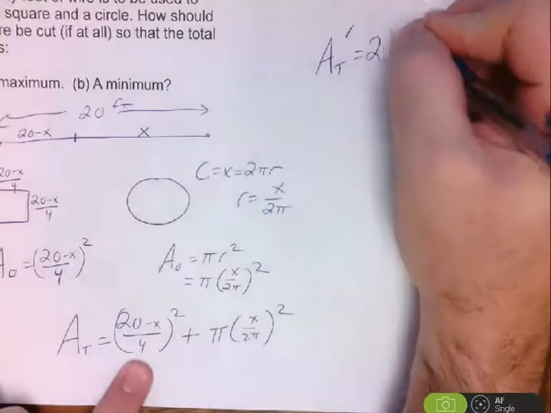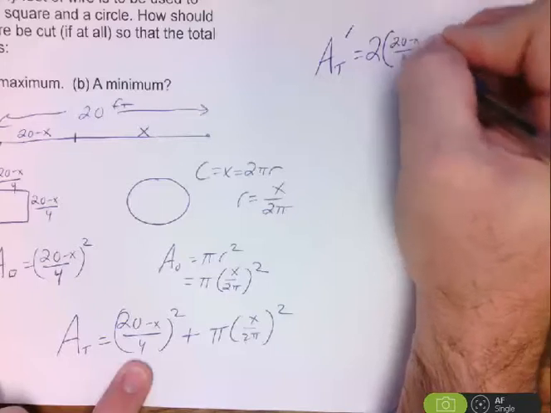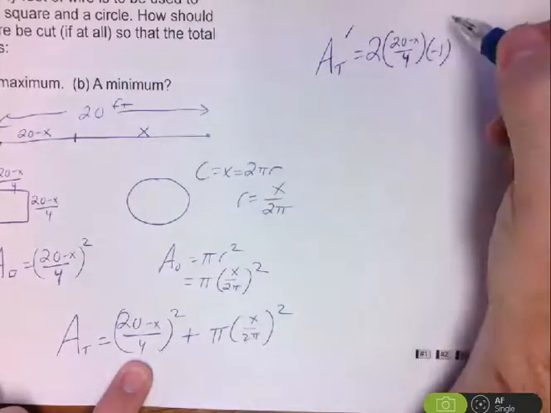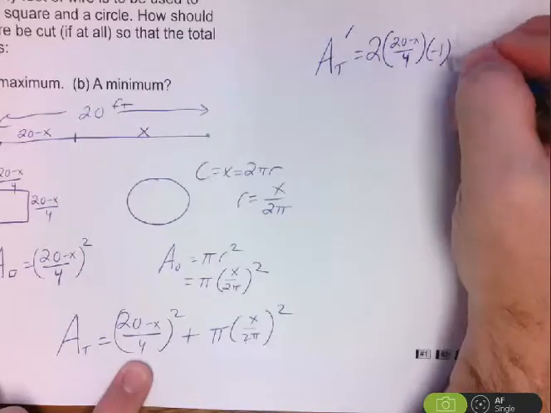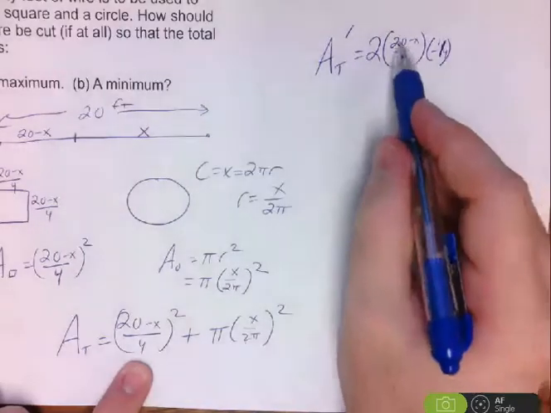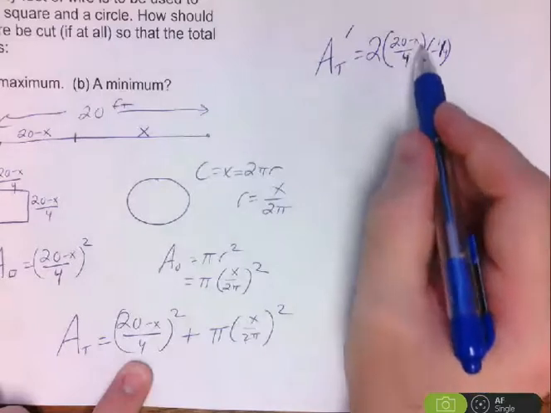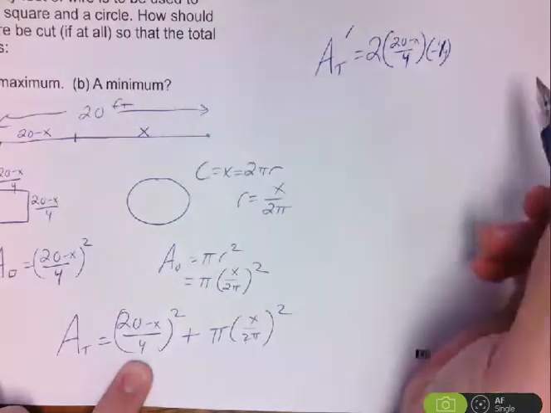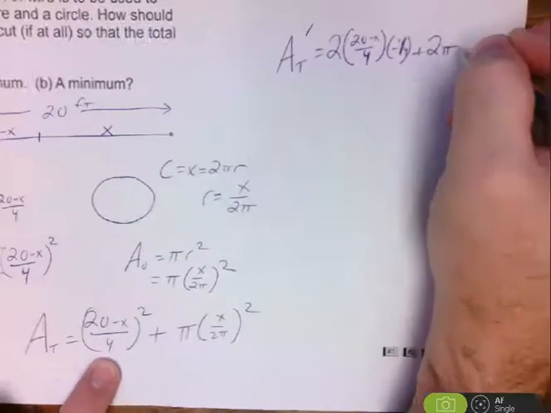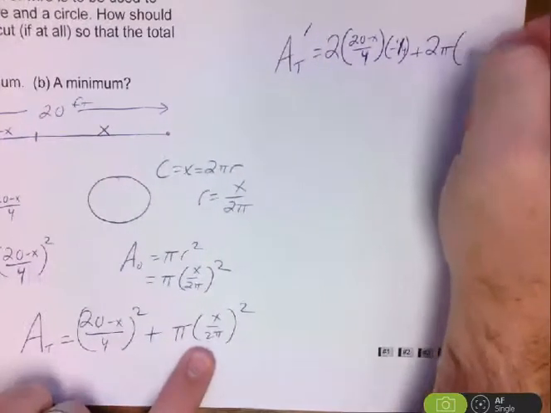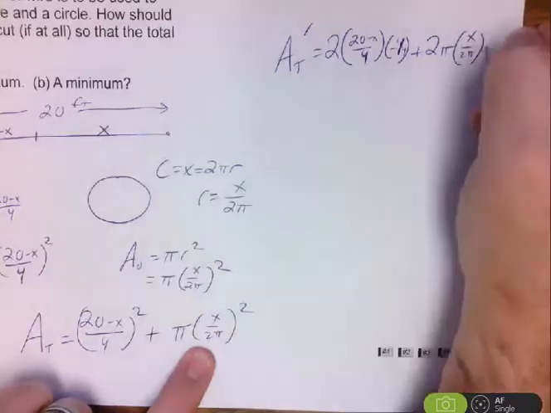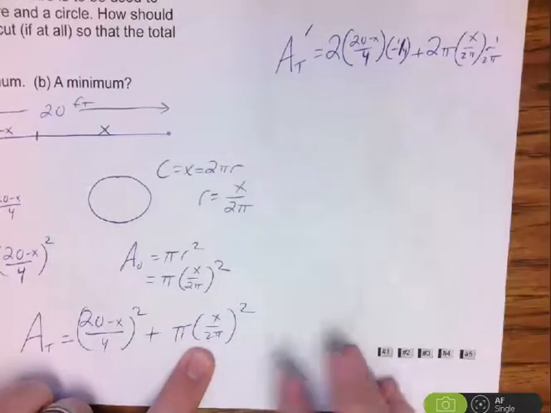So this is going to be 2(20 minus x over 4) to the first, times negative 1/4. Can I fix that? There we go. Right, because this is really 5 minus 1/4 x, so negative 1/4, plus 2 pi times x over 2 pi to the first, times the derivative of what's inside, which is 1 over 2 pi. And there's my first derivative.